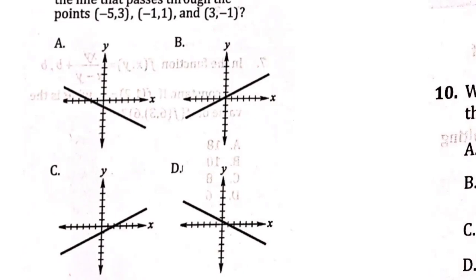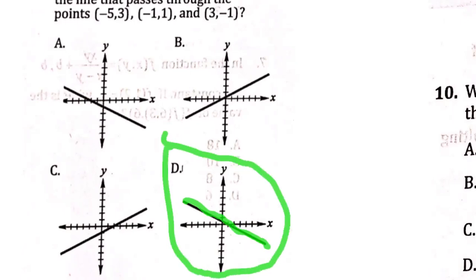So if -5, 3, say 1, 2, 3, 4, 5, plus 3, 1, 2, 3. So it's not this one. 1, 2, 3, 4, 5, 1, 2, 3. So it's not this one. So let's see, 1, 2, 3, 4, 5, 1, 2, 3. This one looks a lot closer. -1, 1. This one was -1 and it went down 1, but plus 1 here, 1, 2, 3, and then -1. So it fits all the points. Final answer, D.